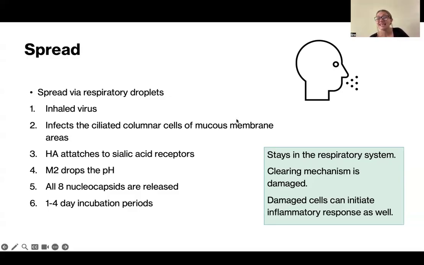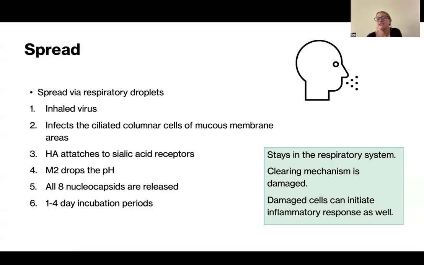Now, this stays in the respiratory system. So there's no such thing as a stomach flu, right? This stays in the respiratory system. But the clearing mechanism is damaged, right? Those cilia, if you watched our first video, the cilia were those finger-like projections that basically catch the debris and pathogens and then push them out like an escalator, okay? Towards the oral pharynx to get out of your system. But this virus is infecting those ciliated columnar cells. So the clearing mechanism is damaged.